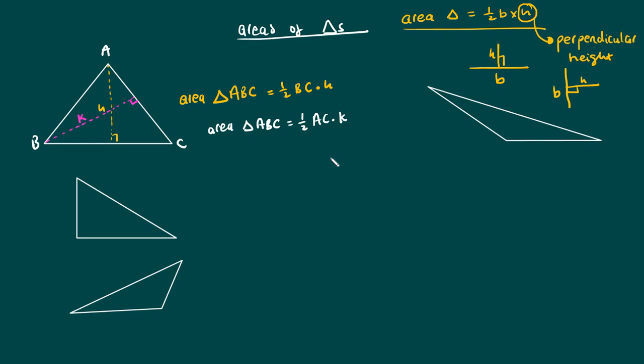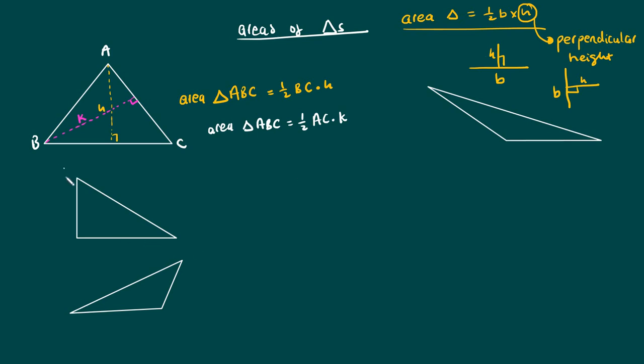Okay, so it means there are two ways of calculating the area of this triangle. I can either say the base is BC, provided I'm talking about this height, or I can say the base is AC, provided I'm talking about that height. Okay, so the base depends on which one is the height. I know you get me.